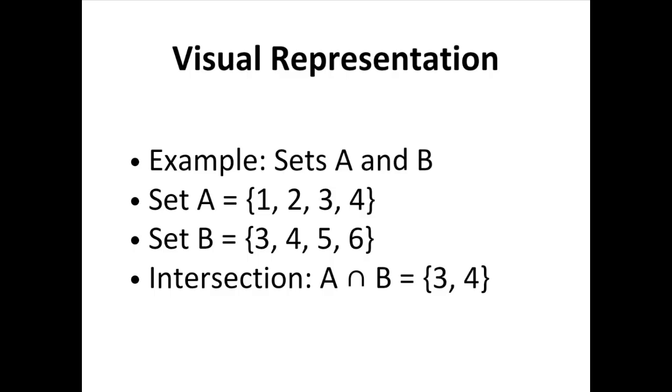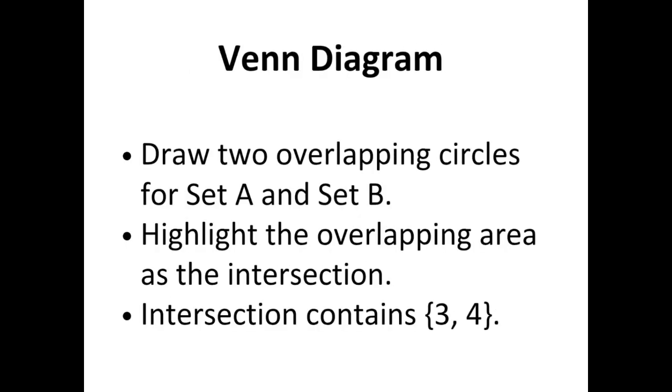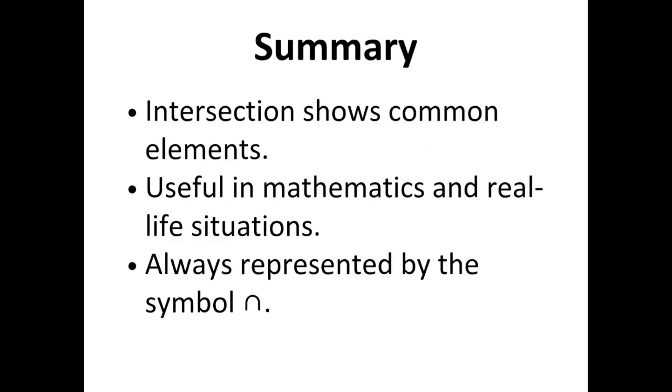We can also imagine this using a Venn diagram. If we draw two overlapping circles for A and B, the area where the circles overlap represents the intersection, which again contains the numbers 3 and 4. So, in summary, the intersection of sets is all about finding common elements. It's a very useful concept in mathematics, and in every situation where we need to identify shared items or characteristics between groups.